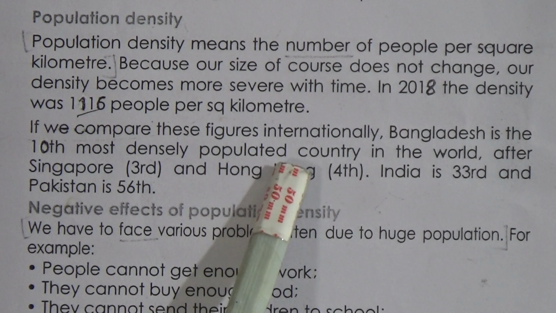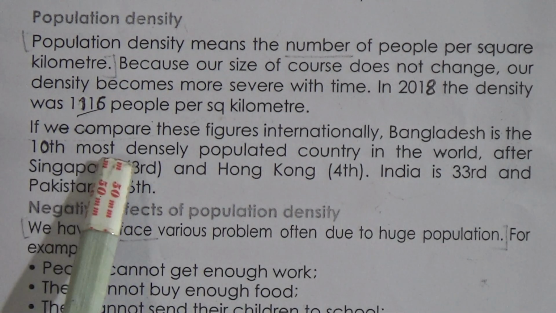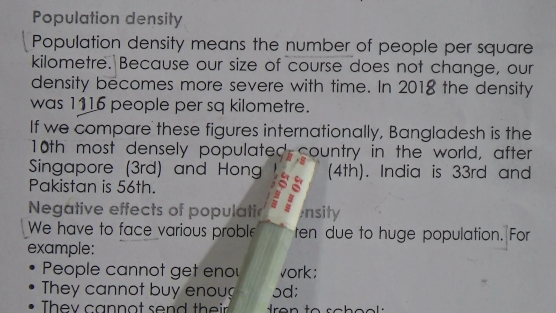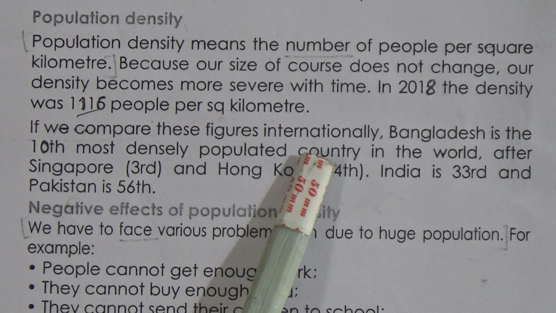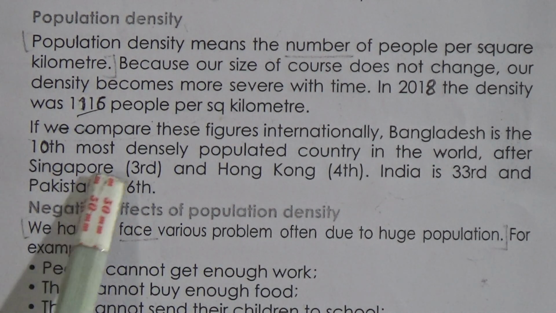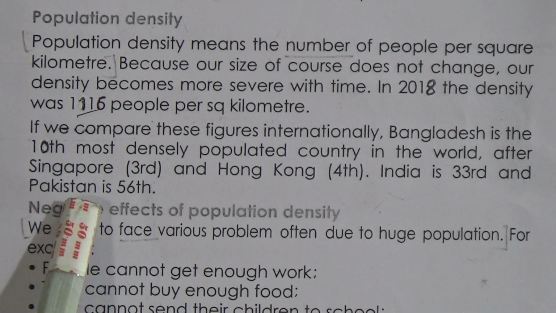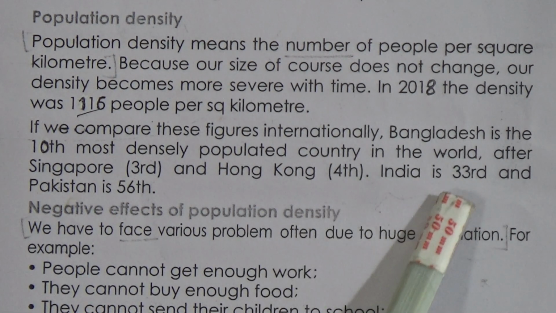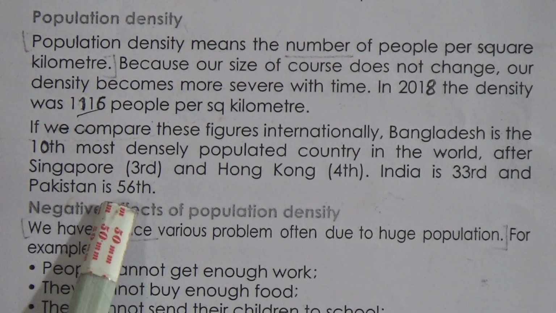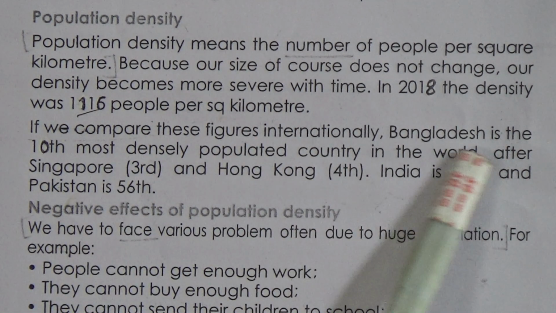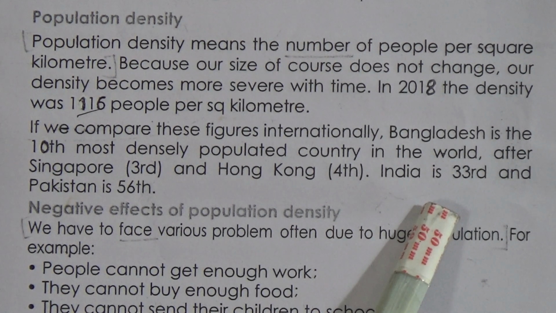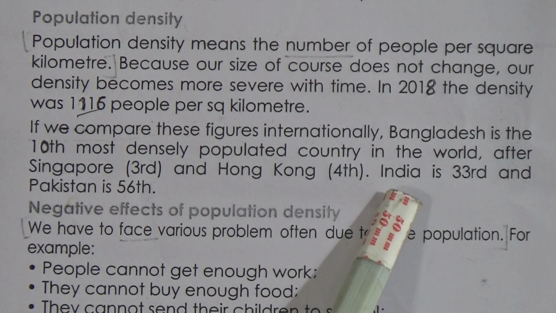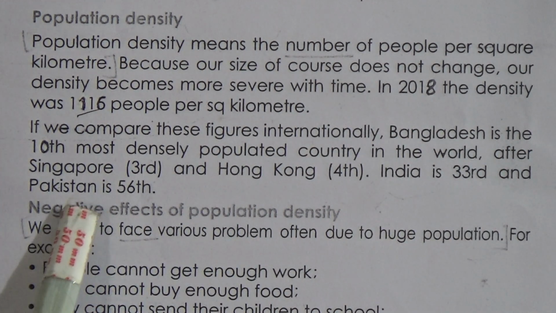Now if we compare these figures internationally, that means with the rest of the countries of the world, we will find that Bangladesh is the 10th most densely populated country in the world. Singapore is third and Hong Kong is fourth. India is 33rd and Pakistan is 56th. We know India has more than 100 crore people, but as the space of India is very large, it becomes 33rd and Pakistan becomes 56th.